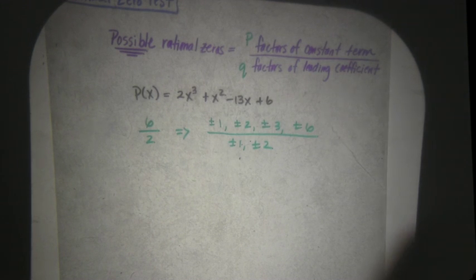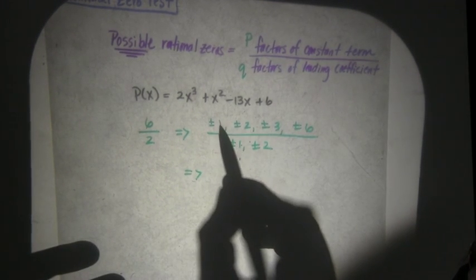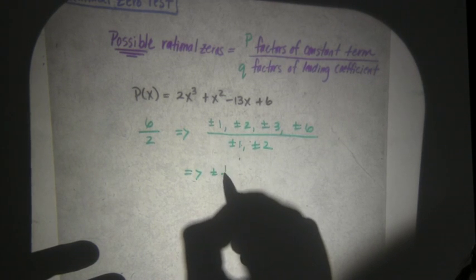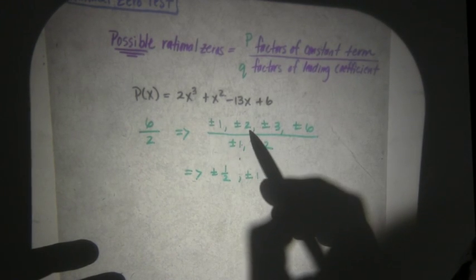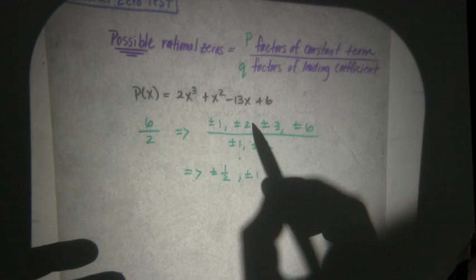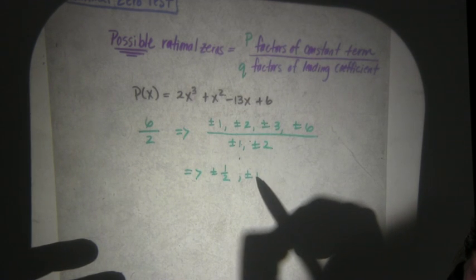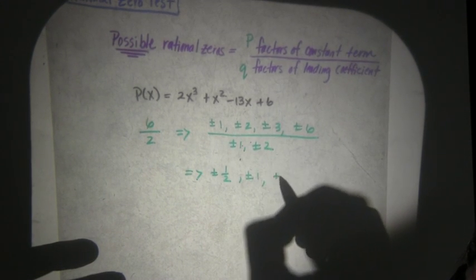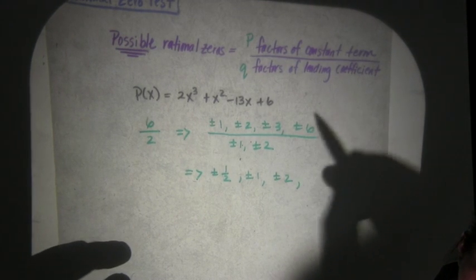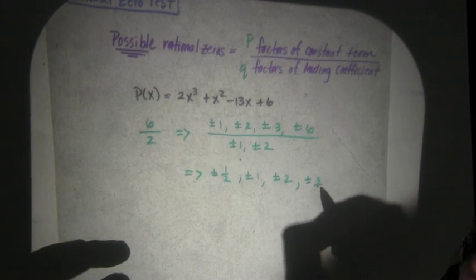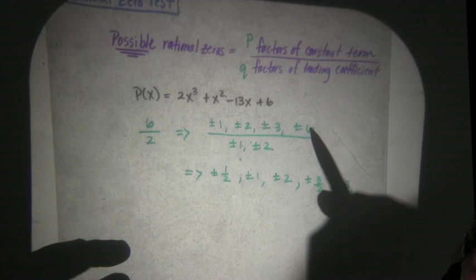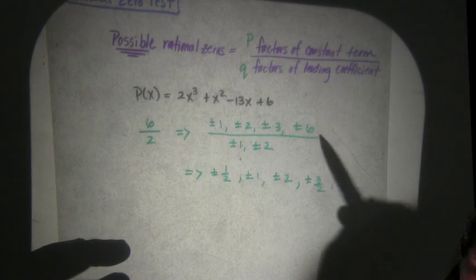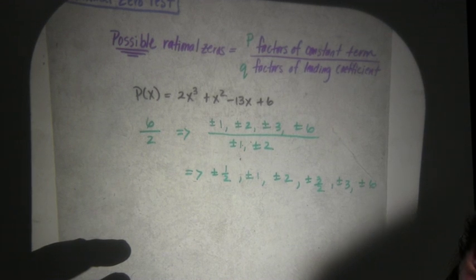So to do that, we will now have 1 divided by 2, which is 1/2. 1 divided by 1, which is plus or minus 1. Then we move on to the next number, and that's 2. So we'll go with 2 divided by 2, which is 1. So we already have that. And then we'll go 2 divided by 1, which is plus or minus 2. Then we'll go to 3 divided by 2, which is 3/2, and 3 divided by 1, which is plus or minus 3. And then lastly, we'll take 6 divided by 2, which is 3, it's already in my list, and 6 divided by 1, which is plus or minus 6.